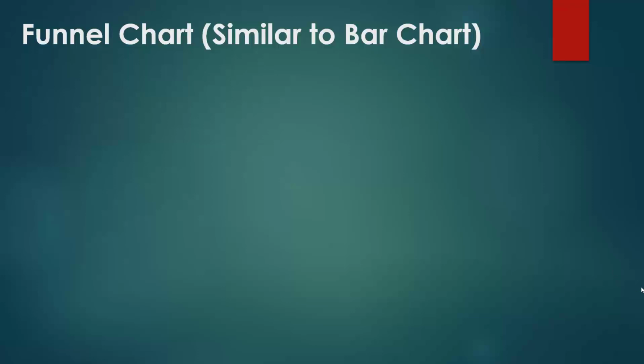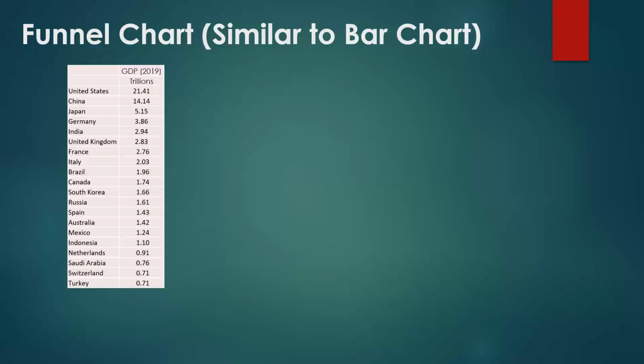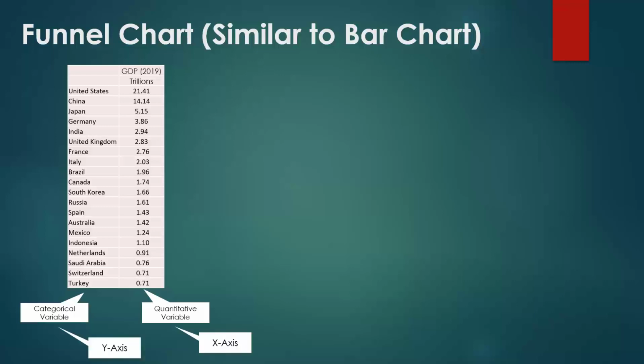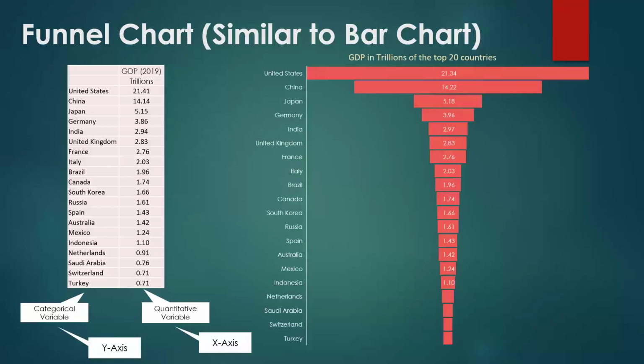So let's look at an example. Here's our data. It's important that we sort the data on the quantitative variable from highest to lowest. In this example, that's our categorical variable, that's our quantitative variable. The quantitative variable goes on the x-axis, just like in a bar chart, and the categorical variable goes on the y-axis. And this is how a funnel chart looks.